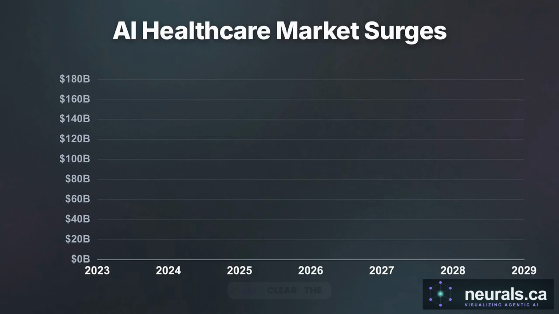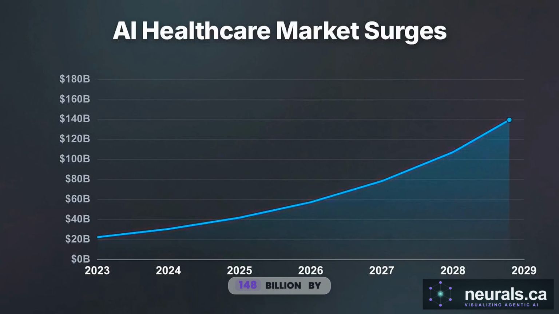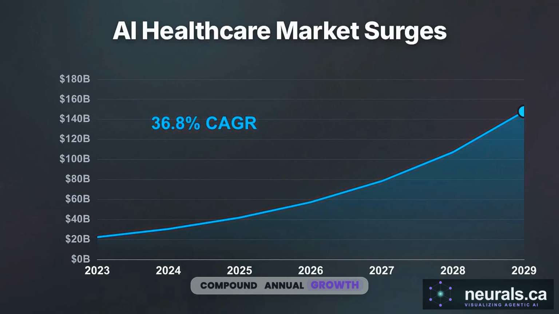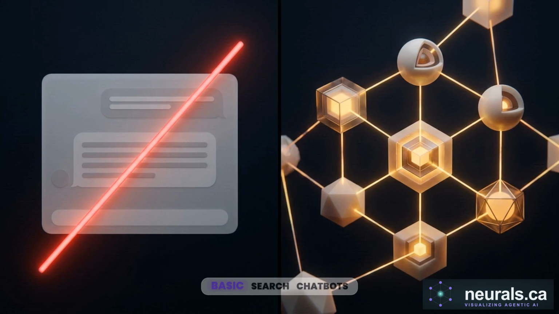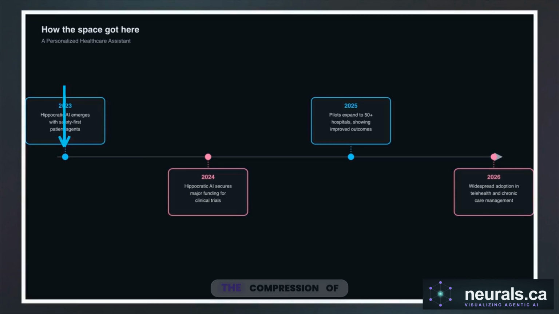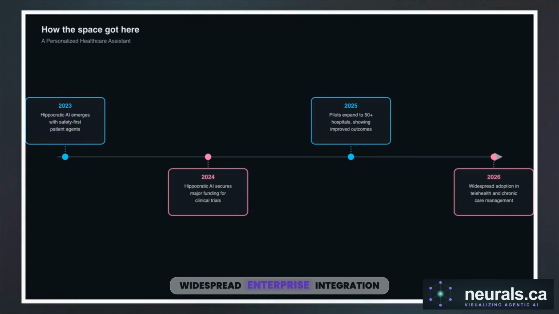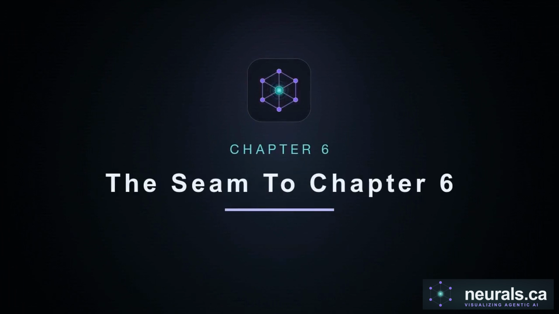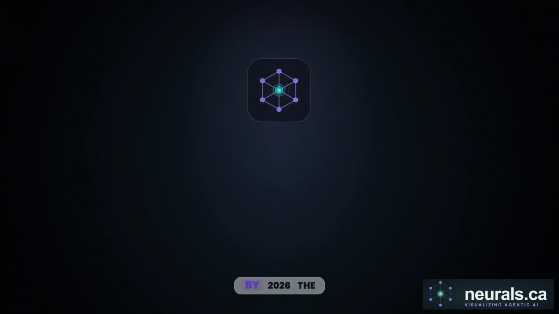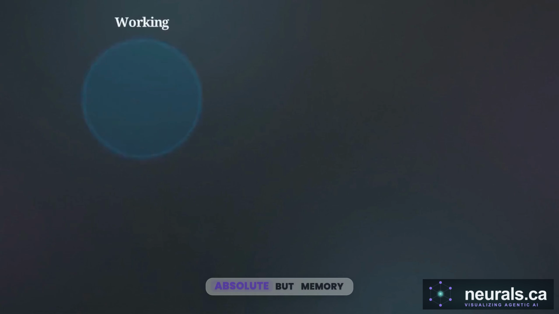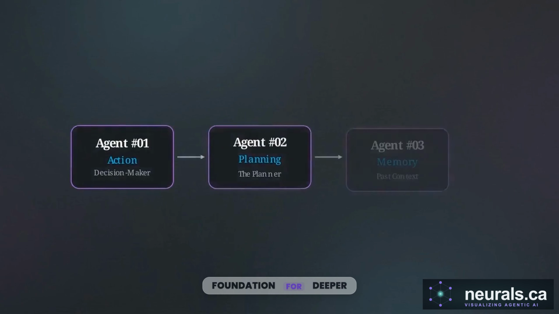The macro forces are clear. The global AI healthcare market is projected to reach over $148 billion by 2029, driven by a 36.8% compound annual growth rate. Venture capital has stopped funding basic search chatbots. This timeline illustrates the compression of adoption. Systems went from early-stage pilots in 2023 to widespread enterprise integration by 2026. The technical consensus is absolute, but memory is simply the foundation for deeper reasoning.